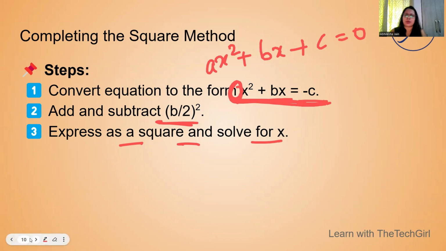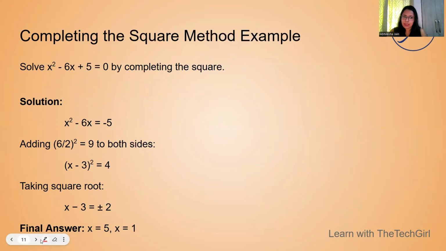This is confusing. I don't understand. Let's see an example. Okay? So you have an equation x squared minus 6x plus 5 equal to 0. What are you going to do? Firstly, you're going to convert it into x squared minus 6x is equal to negative 5. So that's how you do it.